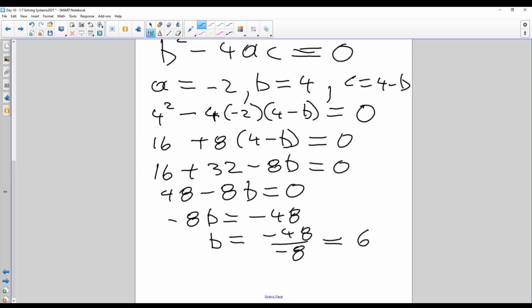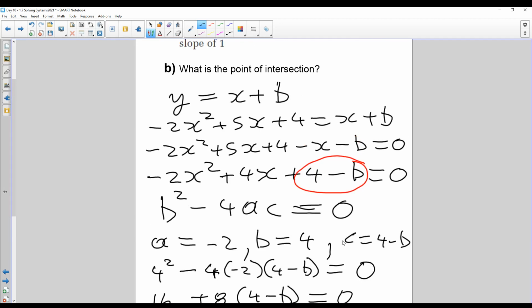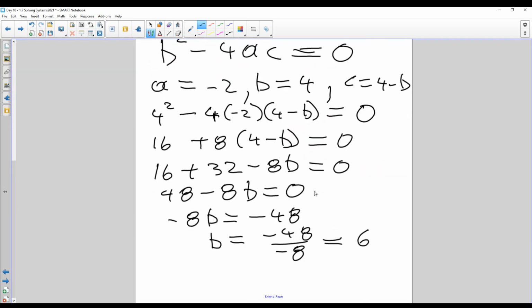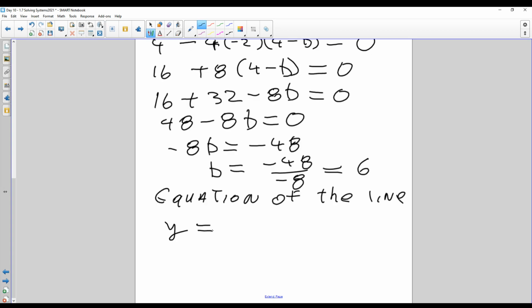You know what? We have the equation now. We know what the b is now, so we can write the equation of the line. Actually, let's see what the question was asking first. The question says, determine the value of the y-intercept. Okay, so the equation of the line is y equals x plus 6.